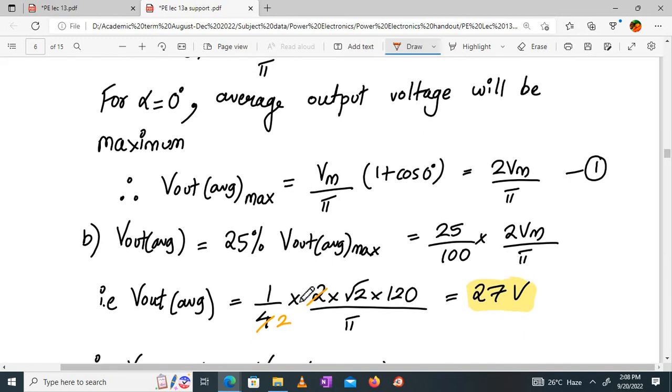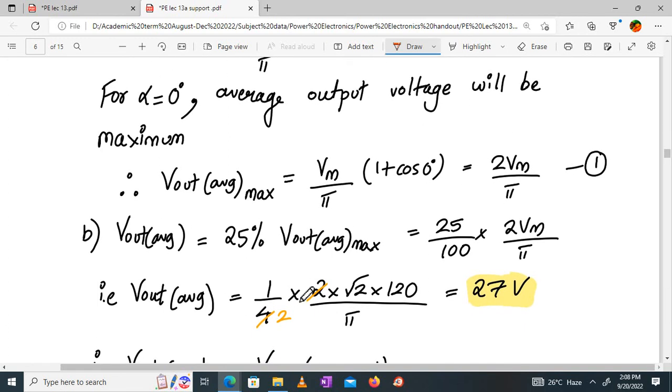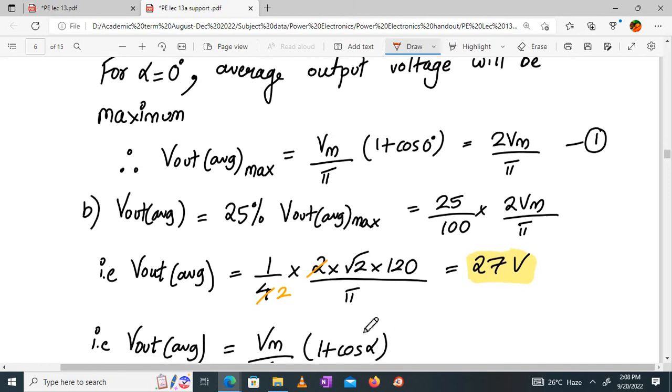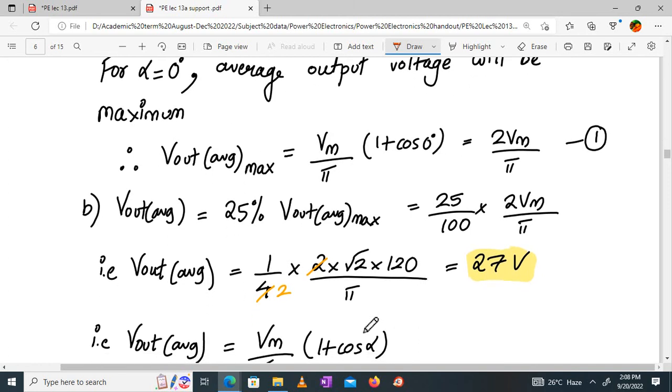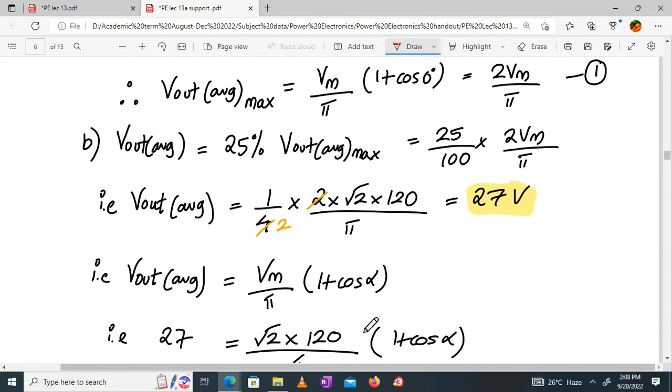Are you following the statement? So V out average will be 25% of V out average maximum, and V out average maximum is 2 Vm by pi. Alpha is not involved in this. Actually we have to calculate alpha. So 25% means 1 upon 4, 2 Vm. Vm is root 2 times 120 divided by pi. Please check whether the value is 27 or not. 27? So good.